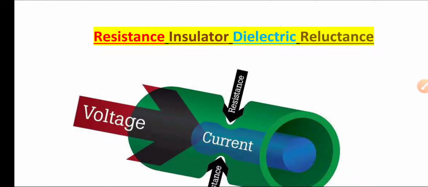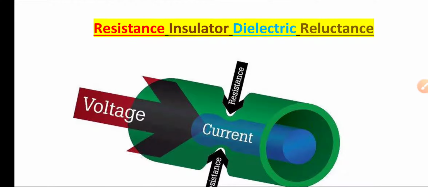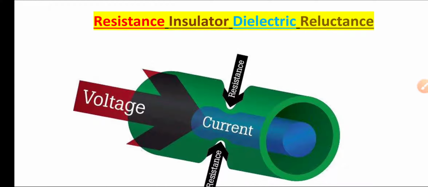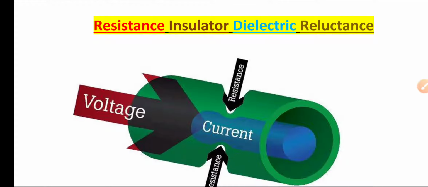Yesterday we already covered the topic regarding voltage and current. Before that we have already uploaded the video history of electricity. You can see all these videos by visiting the playlist of our channel. Today we will be focusing on resistance, insulator, and dielectric and reluctance.